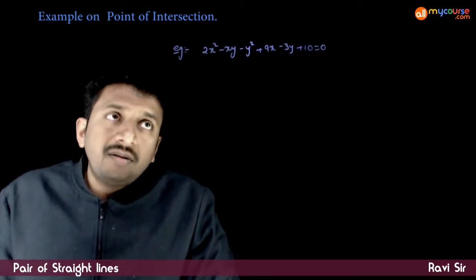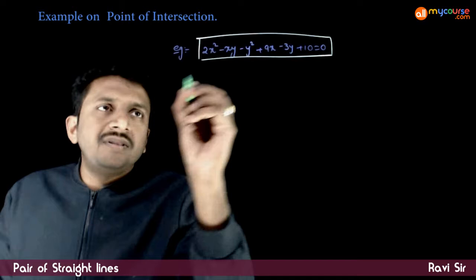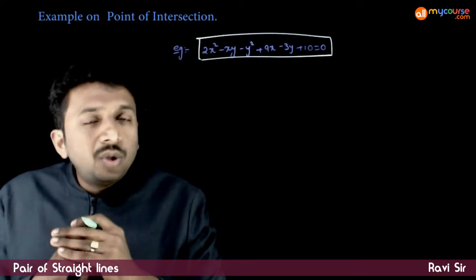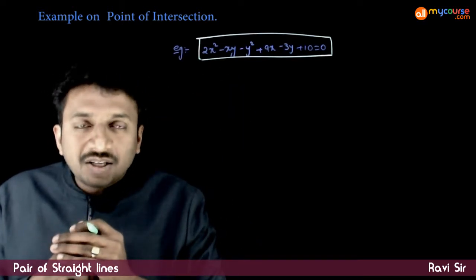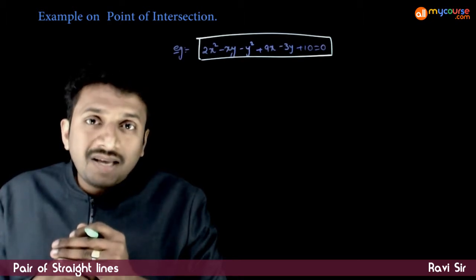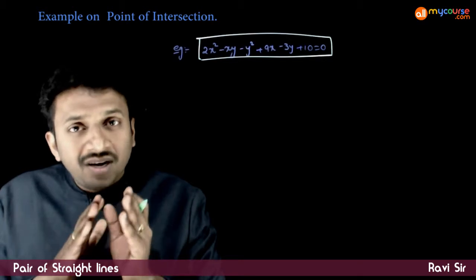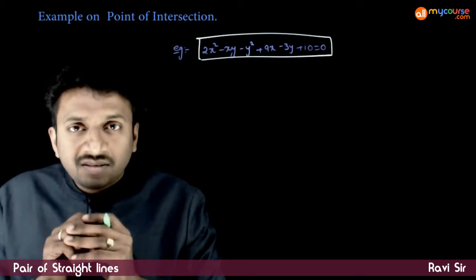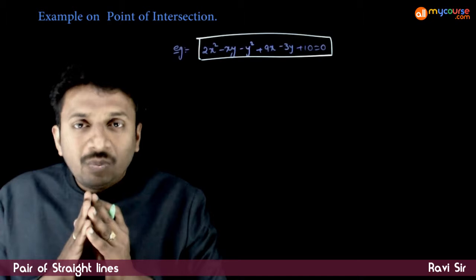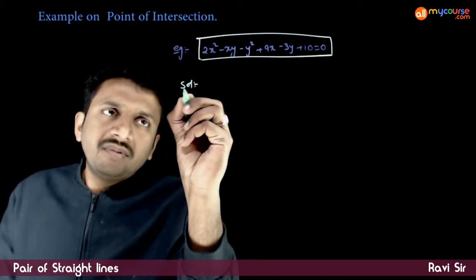For example, if you're asked to find the point of intersection of this pair of lines, 2x² - xy - y² + 9x - 3y + 10 = 0. So in the question, it is given that this is a pair of lines and you're asked to find the point of intersection. So the process is very simple.